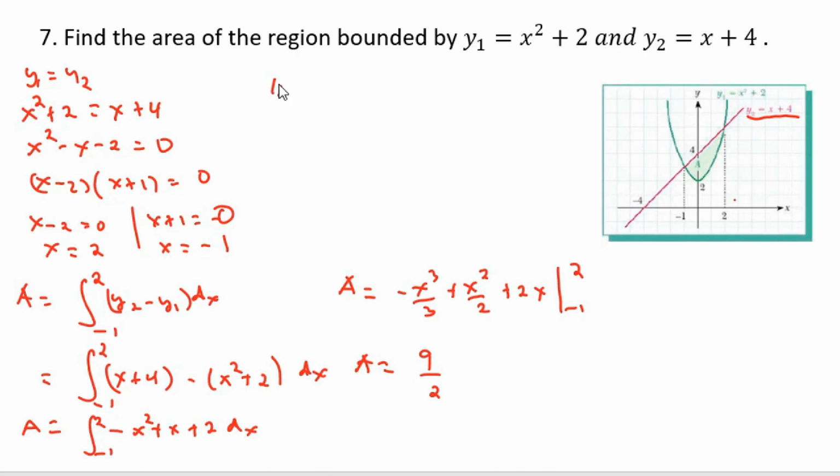So if x is equal to 0, then y sub 1 is equal to 0 squared plus 2, which equals 2. And y sub 2 now, we have 0 times x plus 4, which is 0 plus 4, equal to 4. So we can say now that y sub 2 is greater than y sub 1. Then it follows that y sub 2 is our upper function and y sub 1 is our lower function.